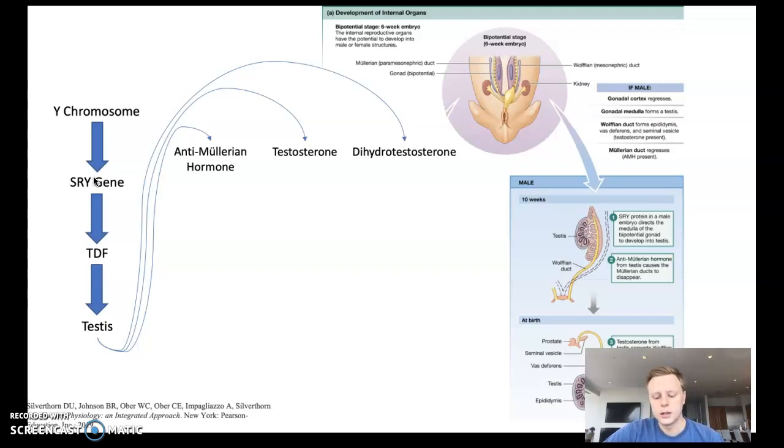In regards to the ducts, the development continues. As development continues, one regresses and the other one develops to form genital organs. As shown here in males, due to the production of anti-Mullerian hormone, the Mullerian duct will end up regressing. And then, due to the testosterone, the Wolffian duct is able to evolve to form the epididymis, the vas deferens, and the seminiferous tubules. Seminal vesicle.